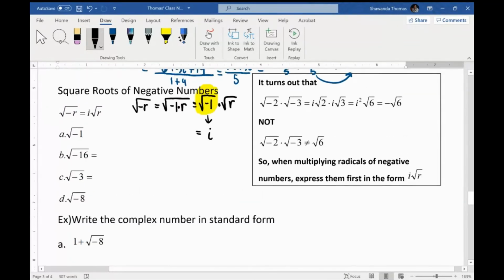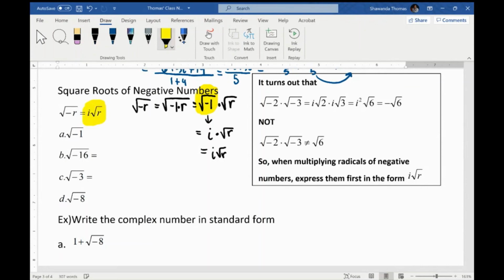All right. So we have I times the square root of R. That's how they got this I times the square root of R business over here. That's all that means. So let's start with A. We're going to take it slow.